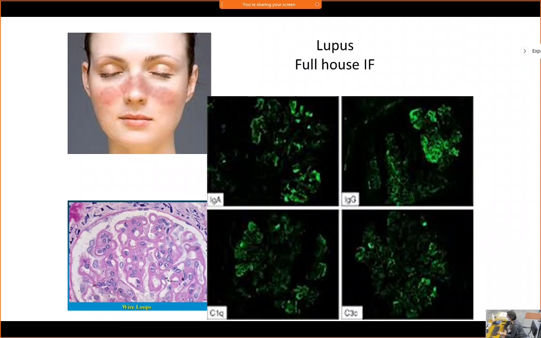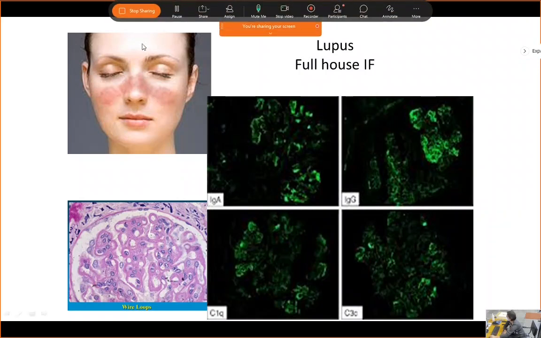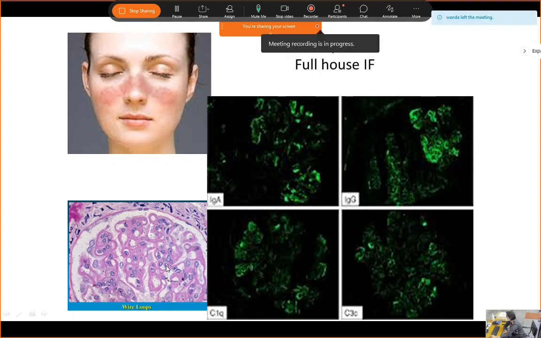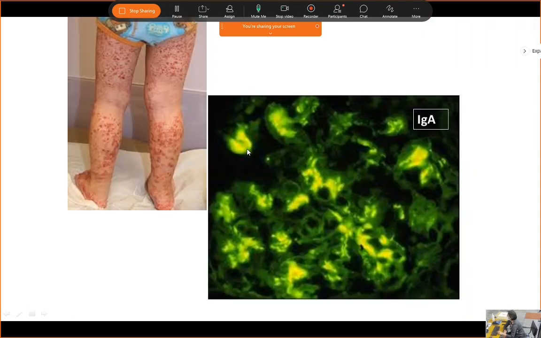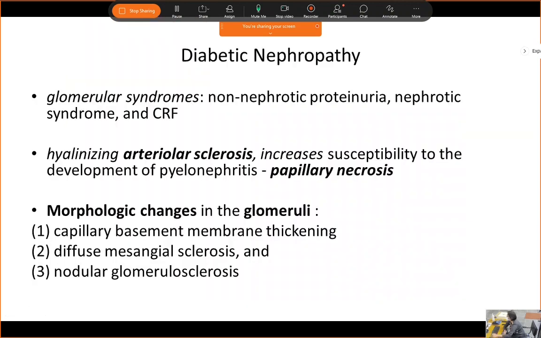This was RPGN. This is important because as soon as you look at this, this is the malar rash, and this is full house immunofluorescence. That means IgA, IgG, C1q, C3, all of them are positive. This is known as full house immunofluorescence, which is seen in lupus nephritis. In lupus nephritis, the light microscopy may occur as anything, but in this case, the basement membrane is extremely thick, and these are known as wire loops. These are wire loop lesions which are seen in lupus nephritis. This is again Henoch-Schönlein purpura.